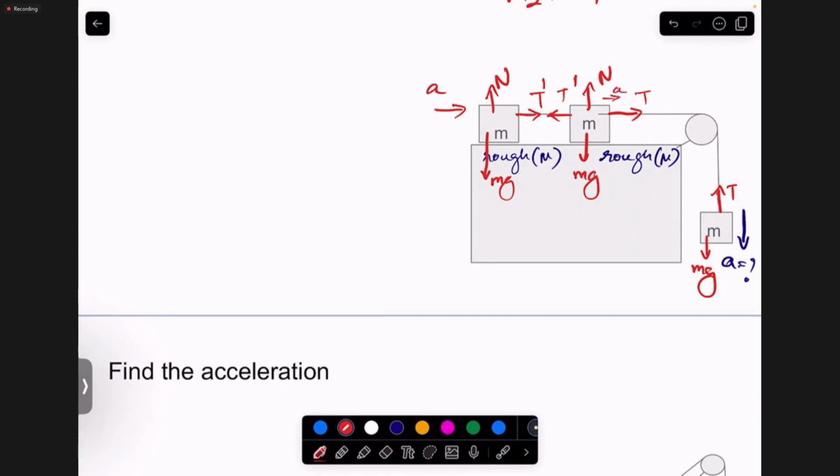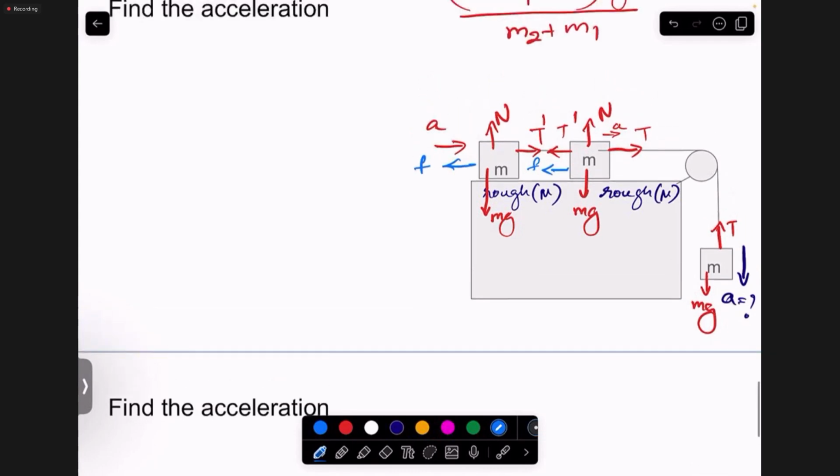And now comes the celebrity. What? Friction. So A is moving like this, so it will be here. And here also there will be friction. Okay. Now what will you do?